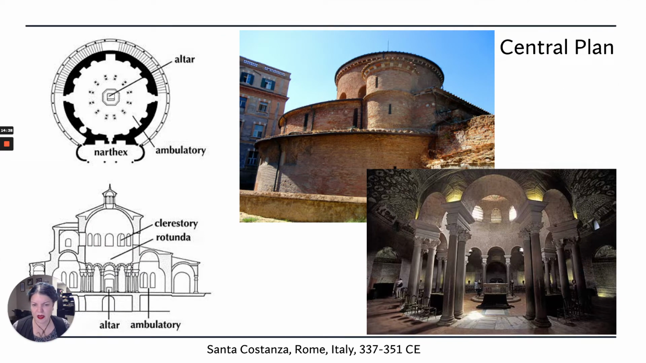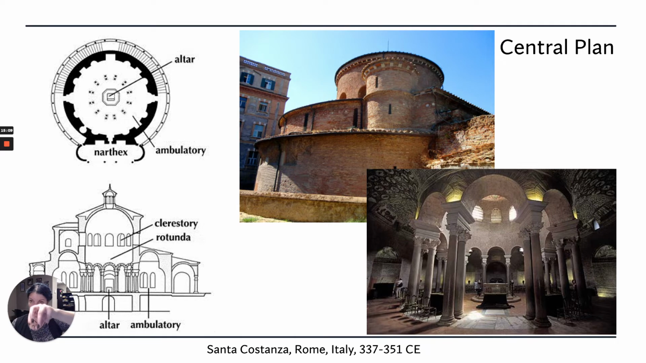The other plan that becomes popular in the West is the central plan. This also spreads to Greece eventually, but we definitely see it in Rome and in Ravenna. So this is Santa Costanza, which is in Rome. And here you have an idea that's more similar to another temple plan, which was the tholos, the round kind of temple. So this is that round plan where you have the ambulatory instead of the aisle.